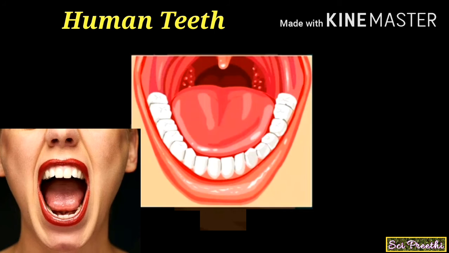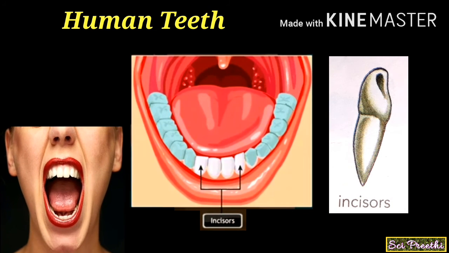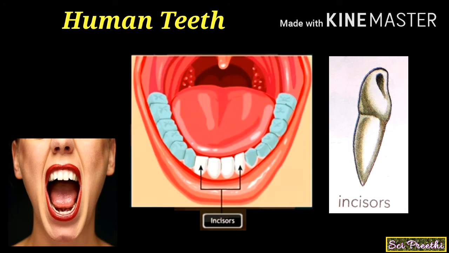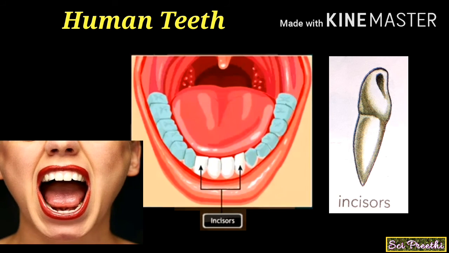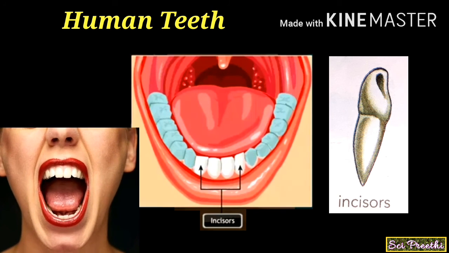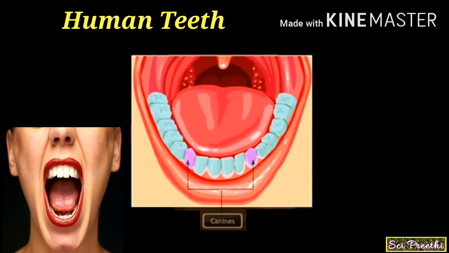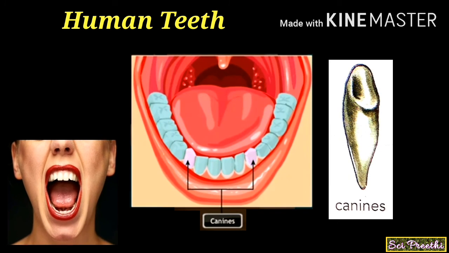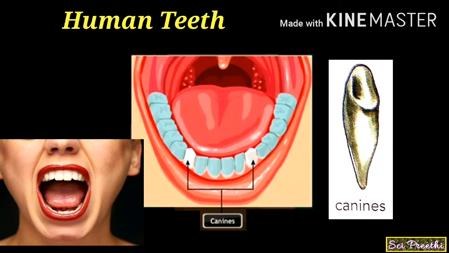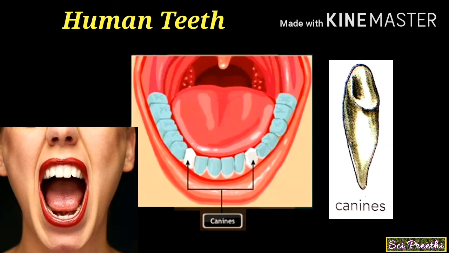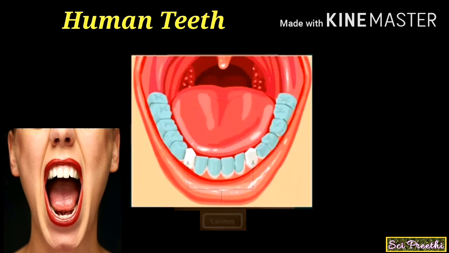First we see the position of incisors. Incisors are the teeth present at the front portion of the mouth. There are 4 incisors in each jaw. They are also called biting teeth. Canines are located next to the incisors. There are 4 canines, 2 in each jaw. These teeth are also called tearing teeth.